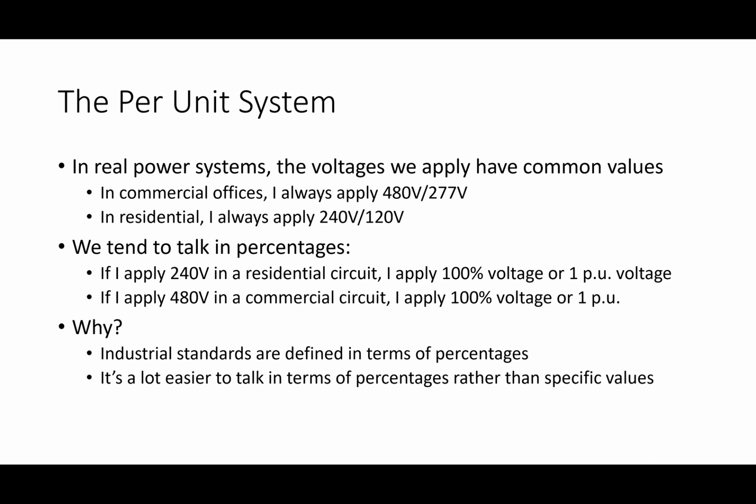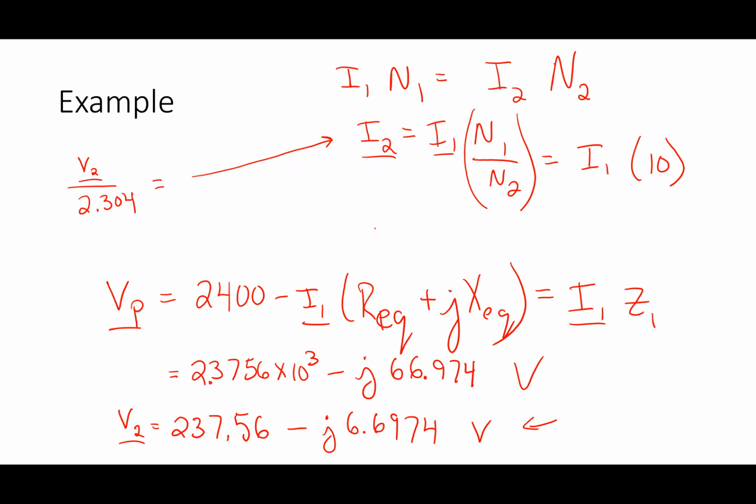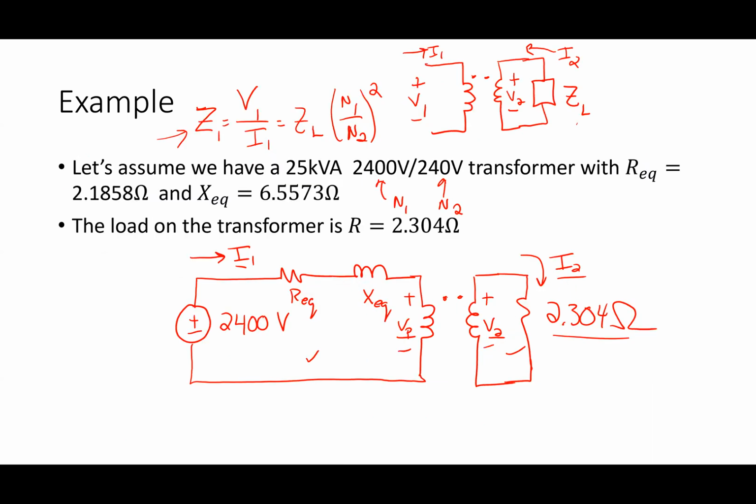Because there's all kinds of reasons you can come up with, but it's a lot easier to talk in terms of percentages to people, in relative values, than it is to talk in absolute values, right? Like what I was saying about these, like REQ and XEQ, right? 2.1858 and 6.5573 ohms. Those are weird numbers, right? But I can talk about those in terms of a percent value. And so it turned out that almost all transformers have about the same percent impedance.